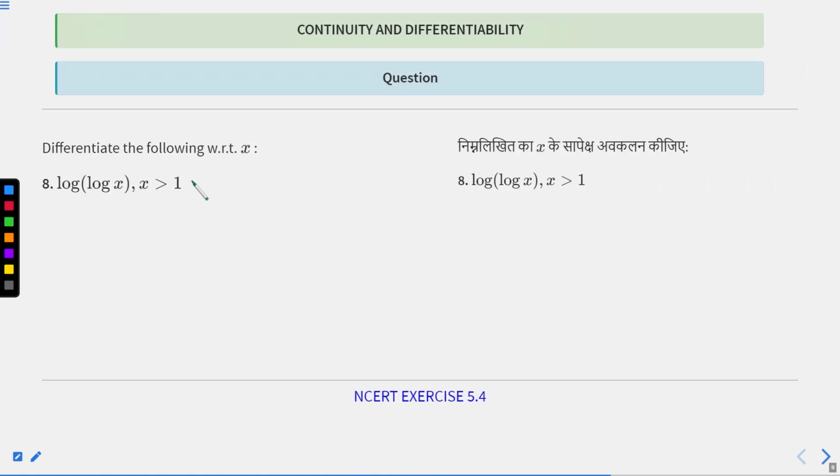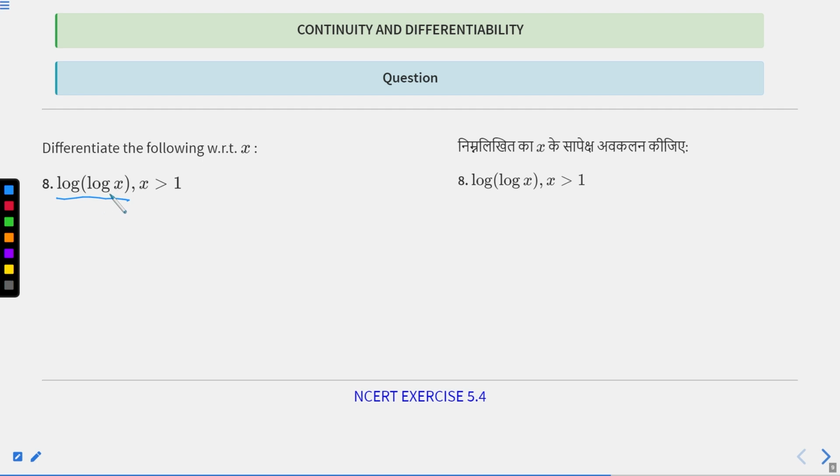Let us move to problem number 8. Problem 8 says, again in the 5.4 exercise we are just trying to find the derivative, or the differentiation. Now, as you all know, the log base must be greater than 1, as we just saw in the theory session. We define our exponentials and logs for base greater than 1. Yes, we can define for base between 0 and 1 also, but in the theory session we just saw the case greater than 1.